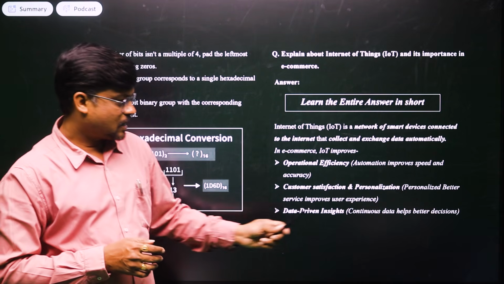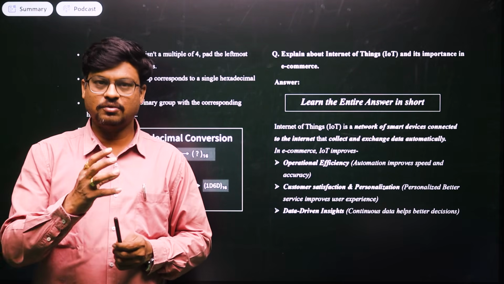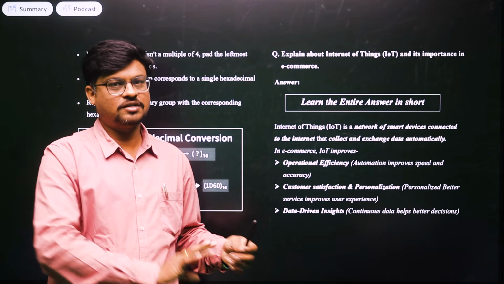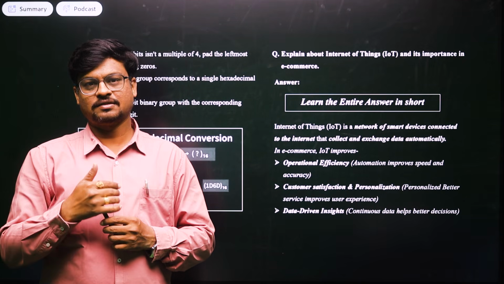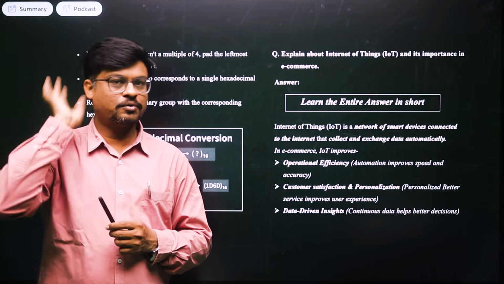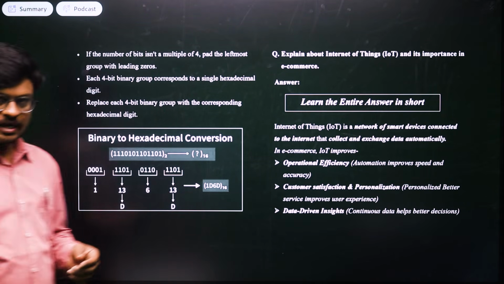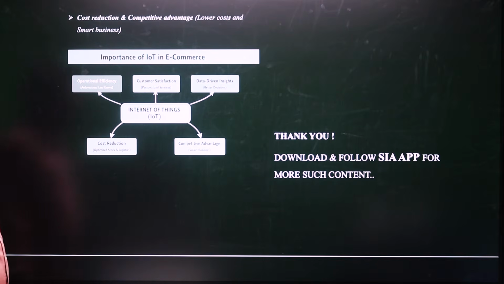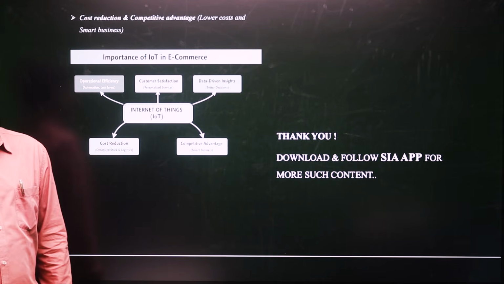Data-driven insights. Continuous data helps for better decisions. Always remember, when you have a good amount of data, you can make good decisions. If you have bad data, garbage data, your results are also bad. Better data, better results, better decision making. And better decision making gives you better profits. So, with data-driven insights, data will be continuously analyzed and that analytics will be given to you so that you can make better decisions. This diagram gives you the importance of IoT in e-commerce.